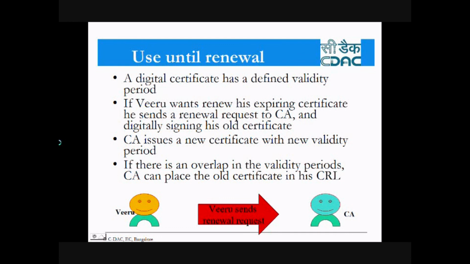We are not talking about the key changes here. We are only talking about the certification here: how a person applies and gets a new certificate.